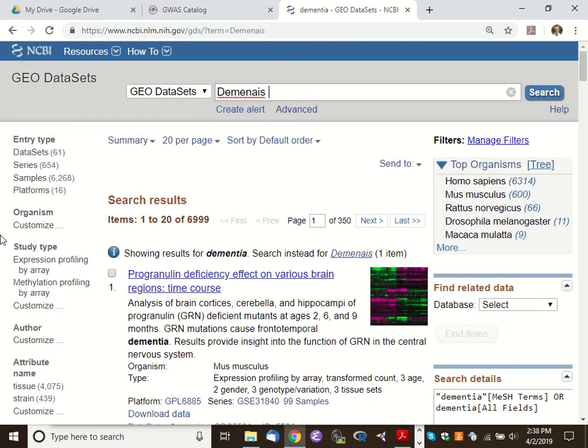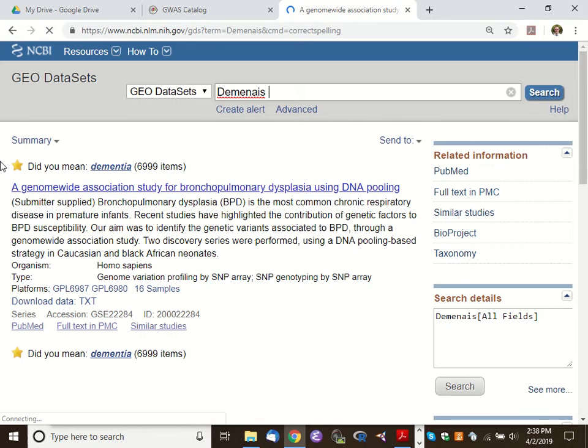Do not assume that the software is right. Frequently, the software is messing you around. So mess right back. Say, no, I really did mean find Demene. Here we go. A genome-wide association study for bronchopulmonary dysplasia using DNA pooling. Okay, now I'm going to return to my directions here.